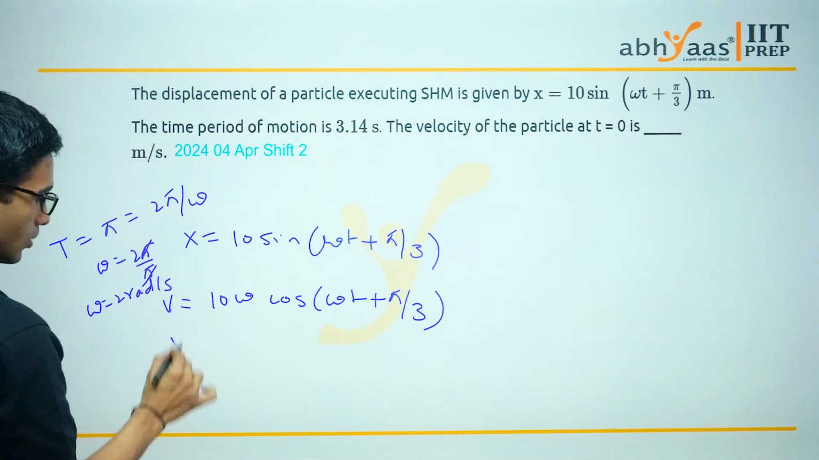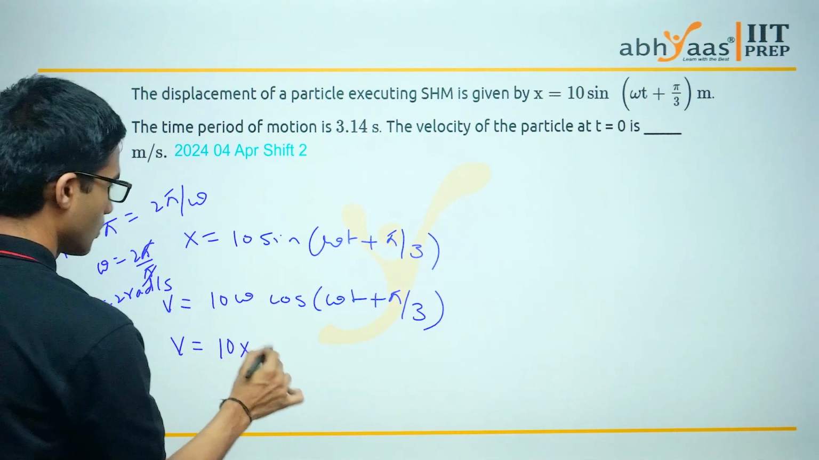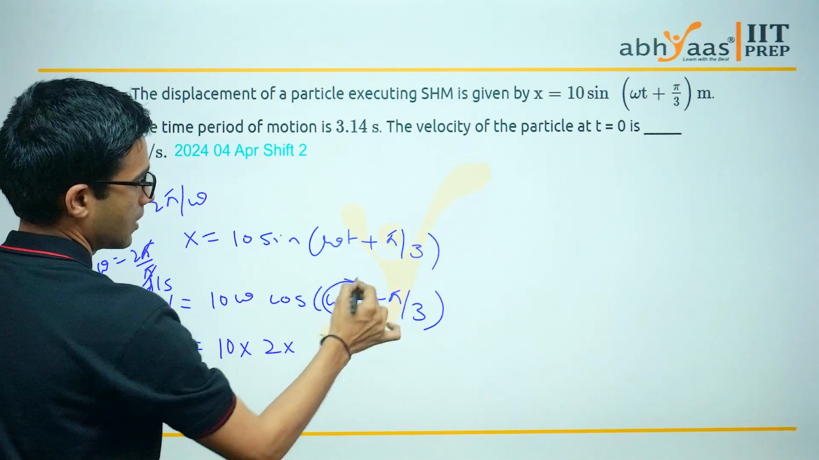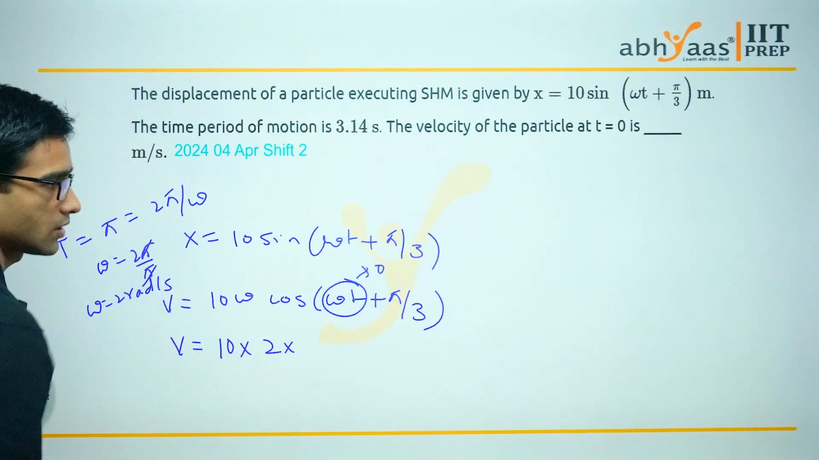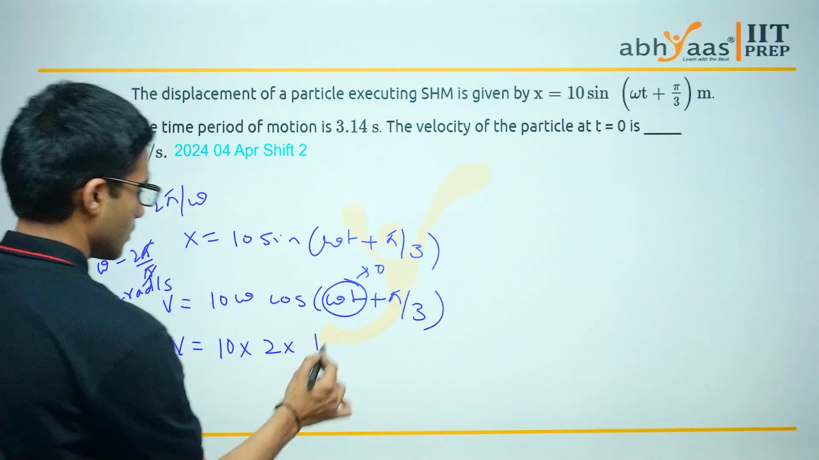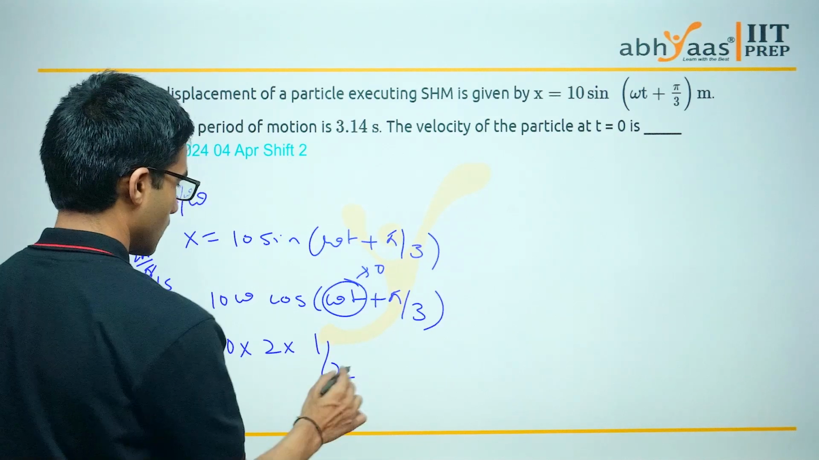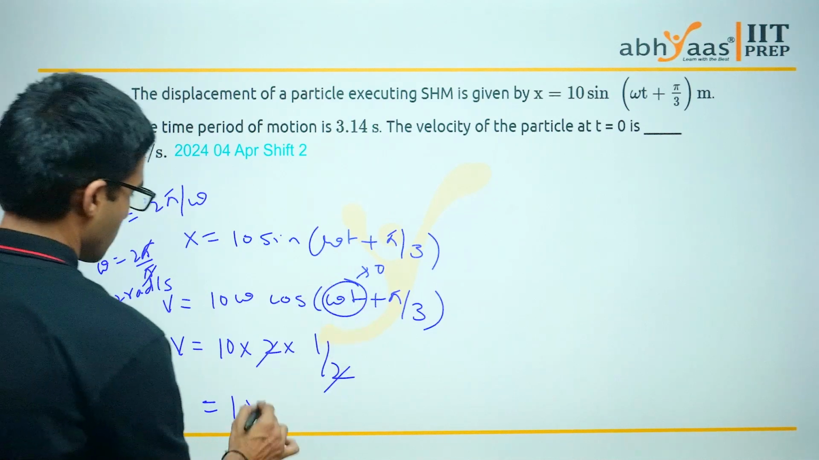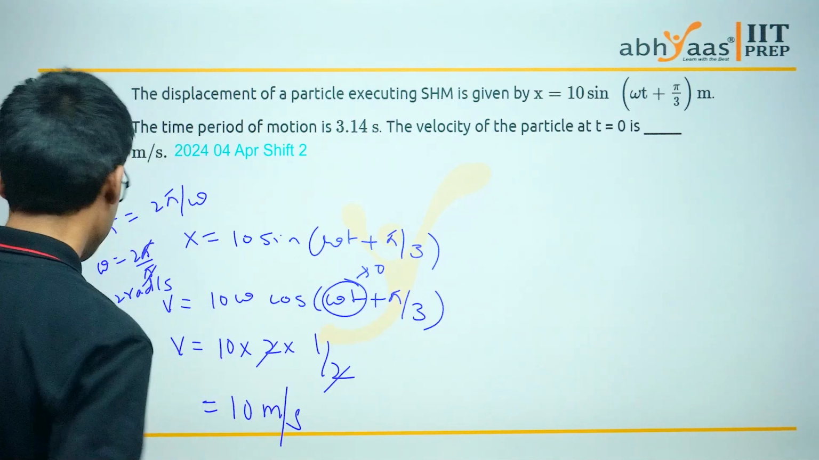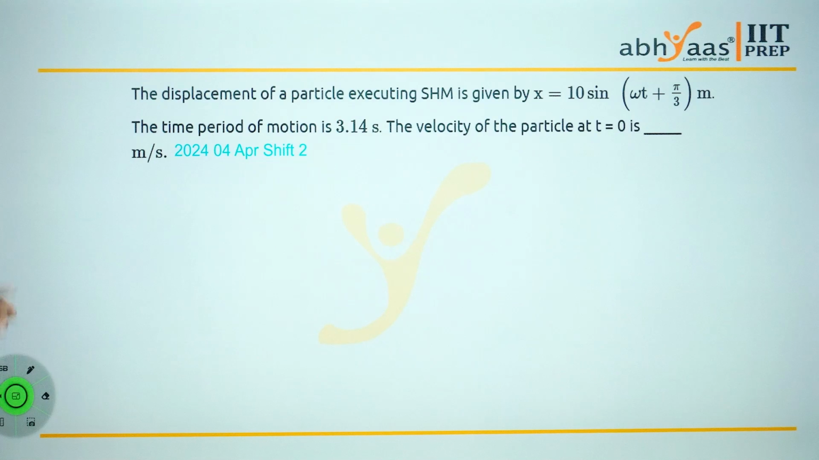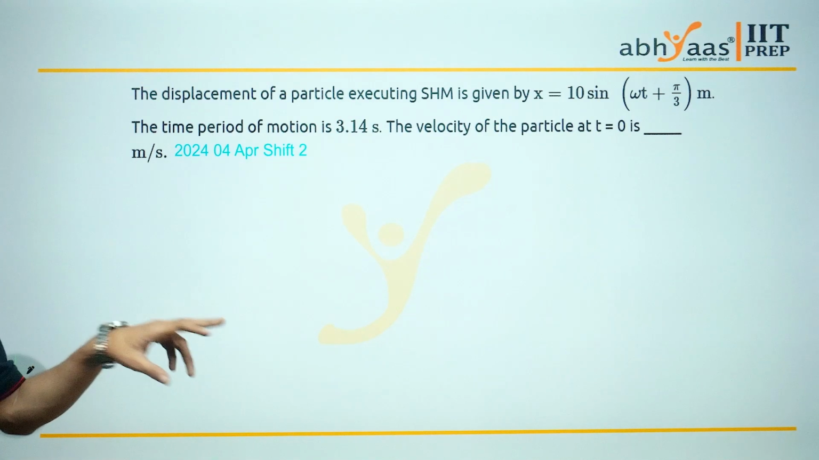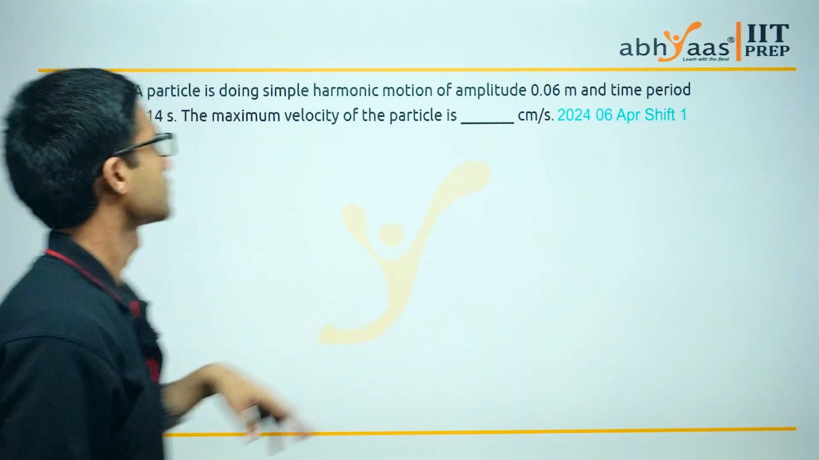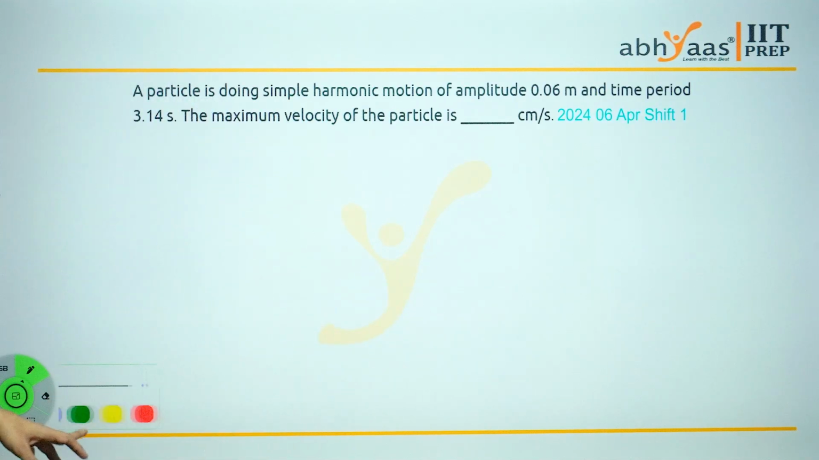Okay, v is equal to 10 into 2 into cos omega t. At t equal to 0, omega t will become 0. Cos pi by 3 means cos 60, which is 1 by 2. Cos 60 is 1 by 2, cancelled. What you will get? 10 meter per second. This is the answer. Simple question, right? The only thing you need to calculate is the velocity. If you know the displacement, you can easily get the velocity. Okay, next question.